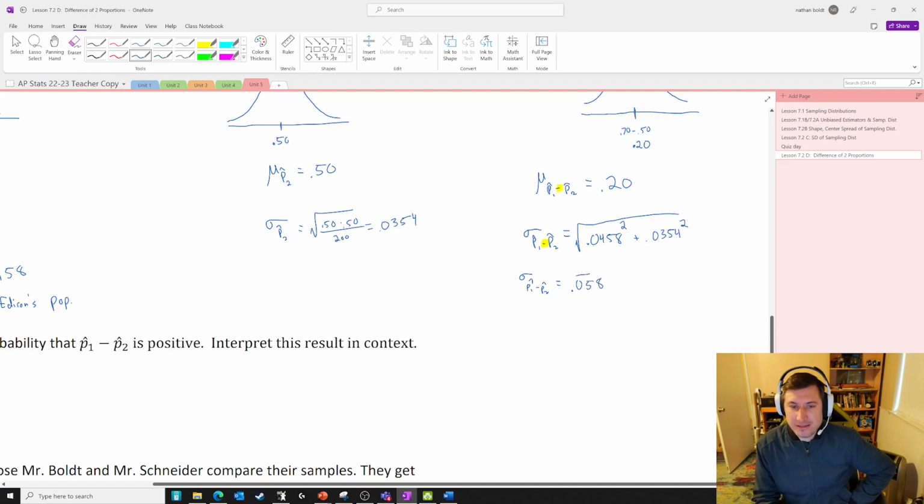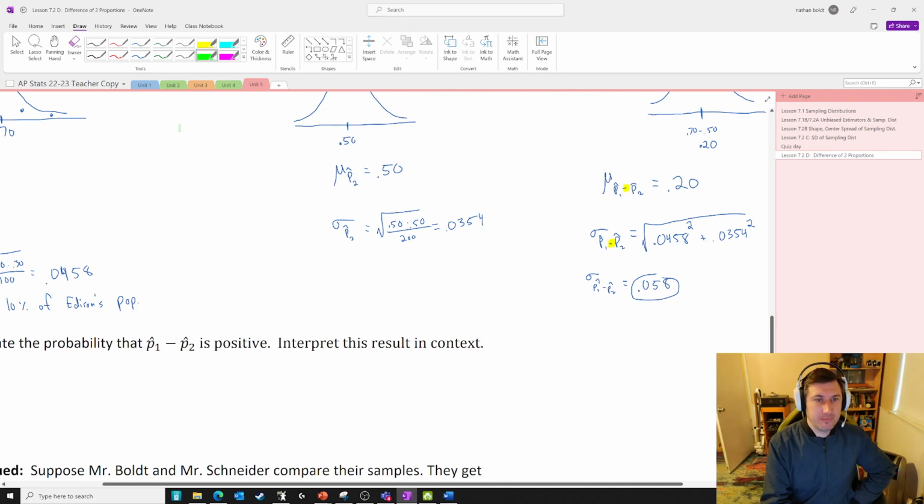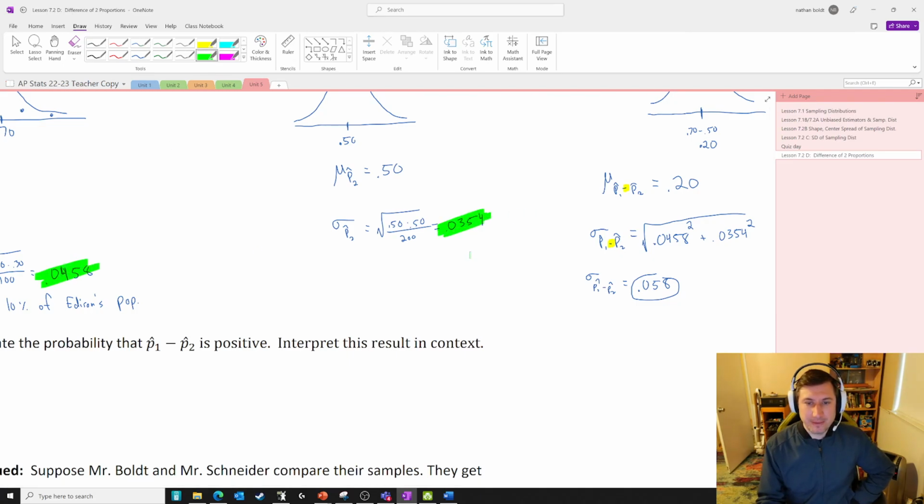So you see that is bigger than the other two standard deviations. So the standard deviation did go up. All right, it is bigger than this one. It is bigger than that one. But it is not the sum. You don't add them up. Add the variances, square root it.